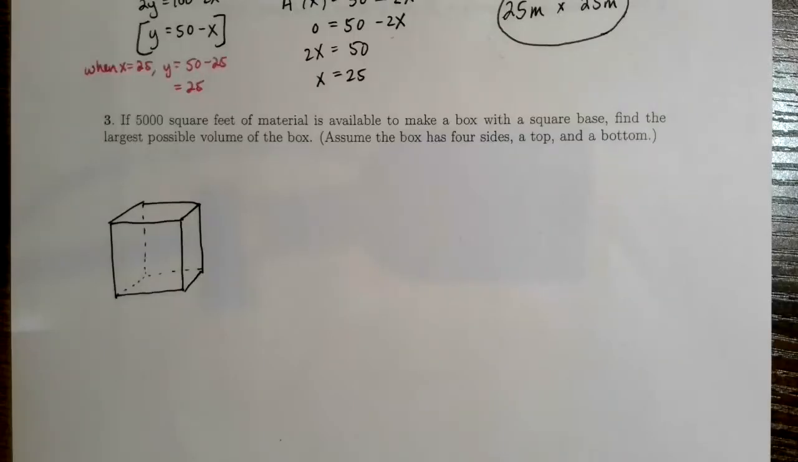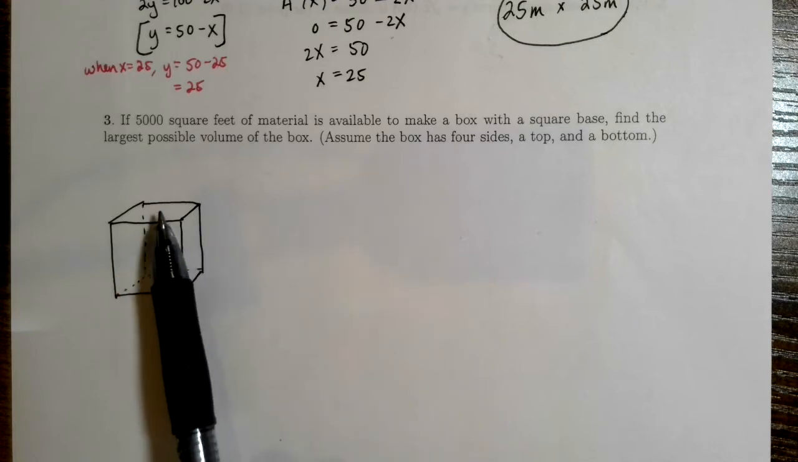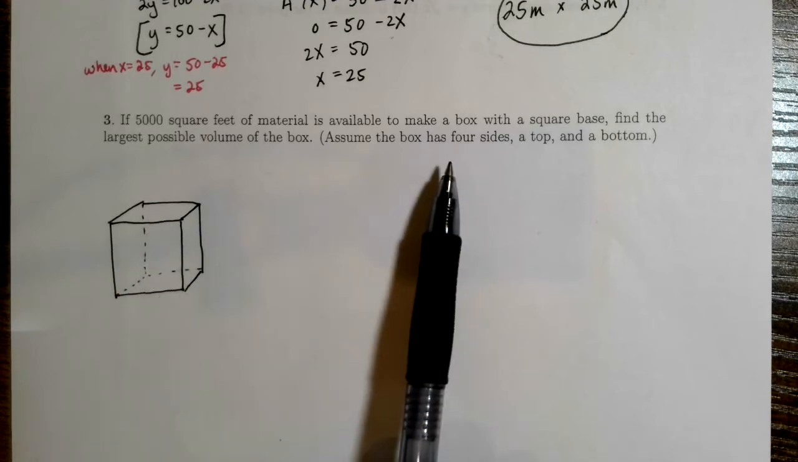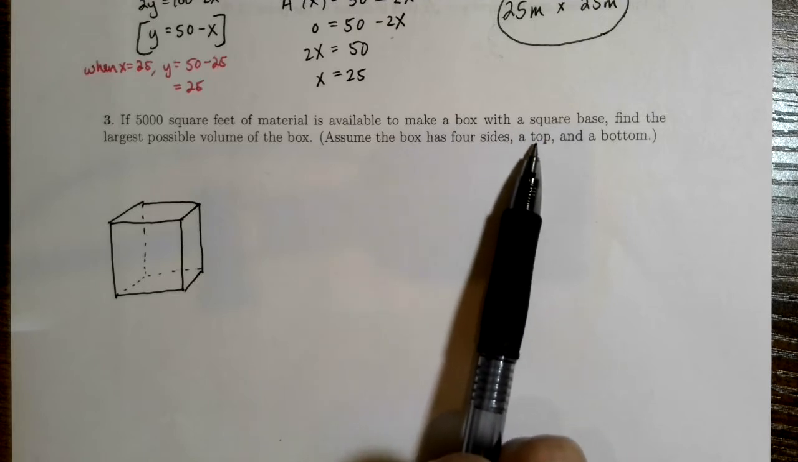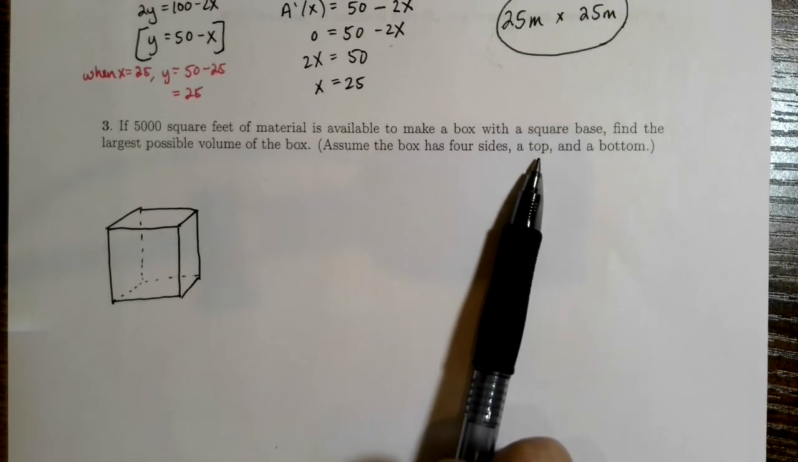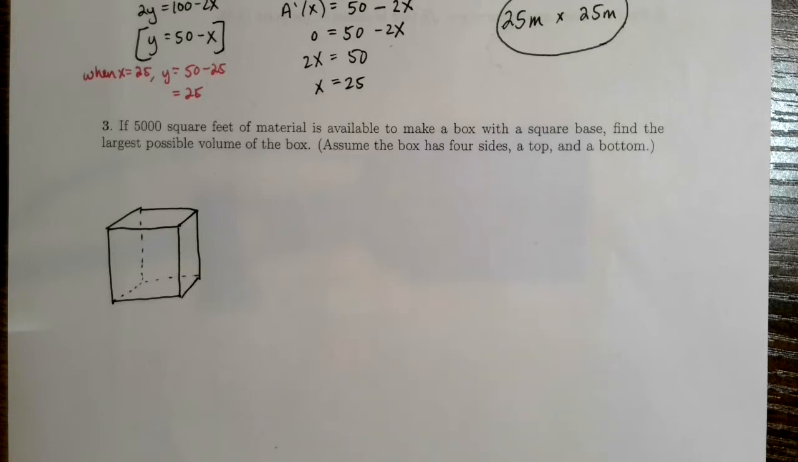Welcome back. This will be the solution to number 3 on the optimization practice worksheet. If 5,000 square feet of material is available to make a box with a square base, find the largest possible volume of the box. And then just for clarity here, it says assume the box has 4 sides, a top and a bottom. Very often you see a similar problem to this, but it doesn't have a top. It barely changes the work. It actually doesn't increase the difficulty at all, but it just needs to be really clearly stated in the problem.